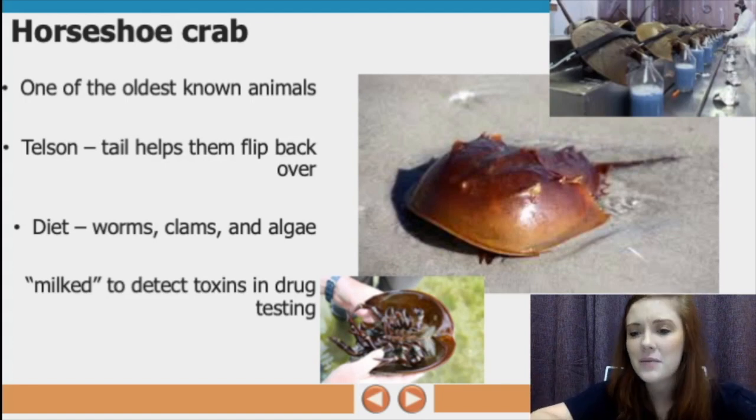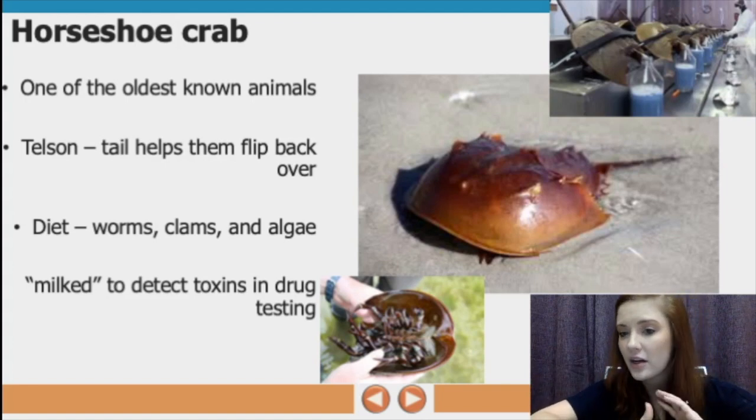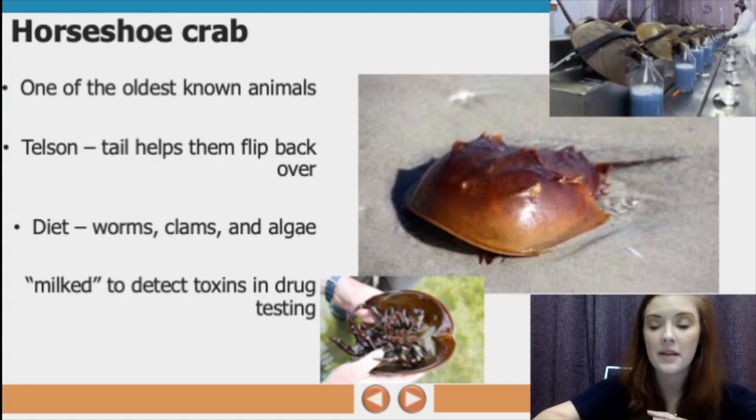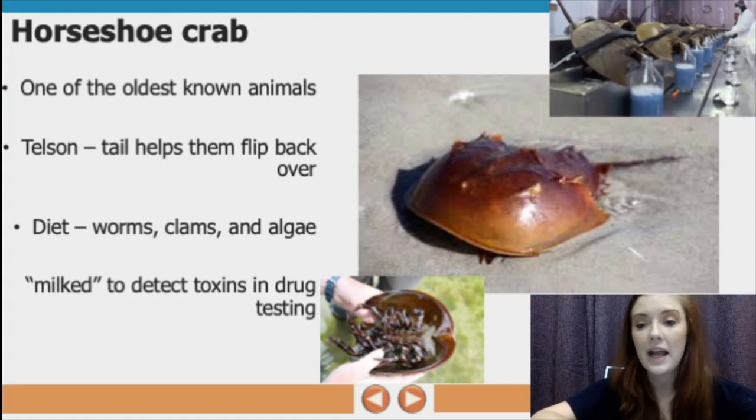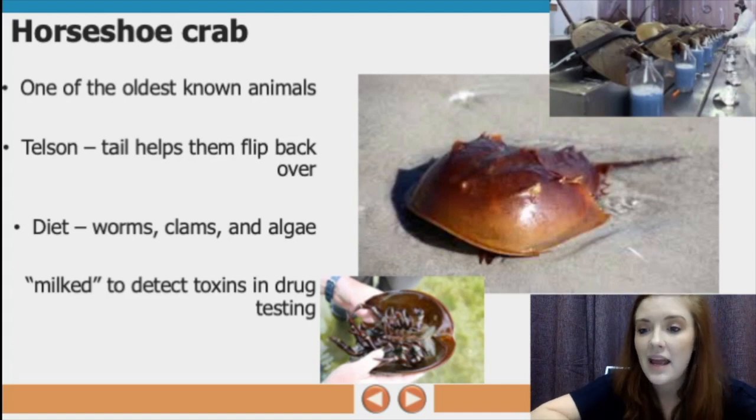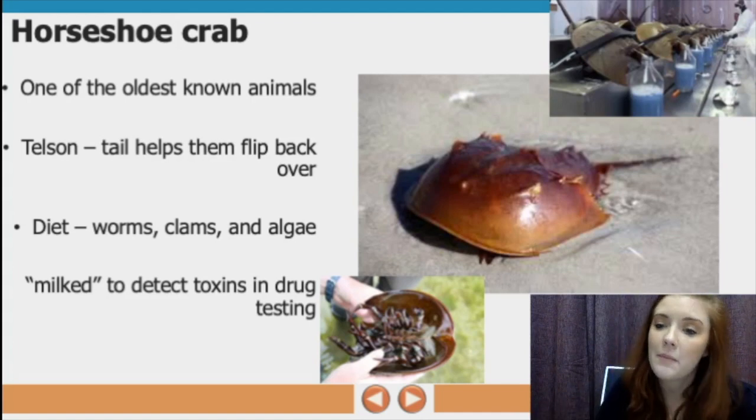So a lot of times people are really scared that that's like a stinger of some sort. It's like a barb that they're going to get really injured. And you definitely don't want to get hit with one of those things. But they're actually called telsons, and they help the horseshoe crab flip back over.